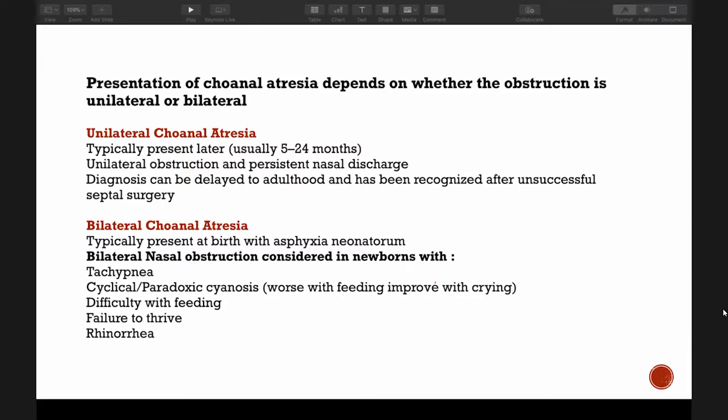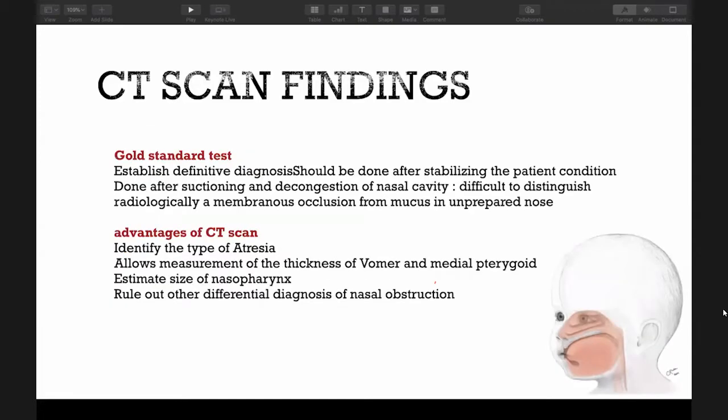For the bilateral choanal atresia, it will present immediately after birth. The patient will present with asphyxia. We will consider any child having bilateral obstruction. If you have apnea, difficulty breathing, and failure to thrive. So our gold standard will be CT scan to accomplish the diagnosis, and to look also for other differential diagnoses.